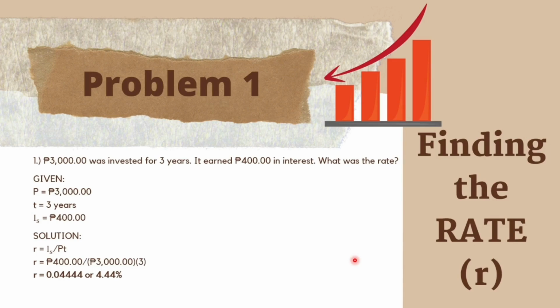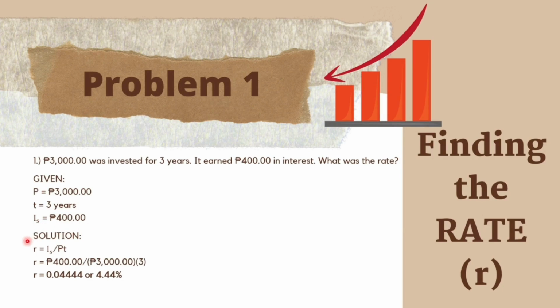So now let us solve word problems for finding the rate. We have here problem number 1. 3,000 pesos was invested for 3 years. It earned 400 pesos in interest. What was the rate? So we have the following given: the principal of 3,000 pesos, the given time of 3 years, or 3, and the given simple interest of 400.